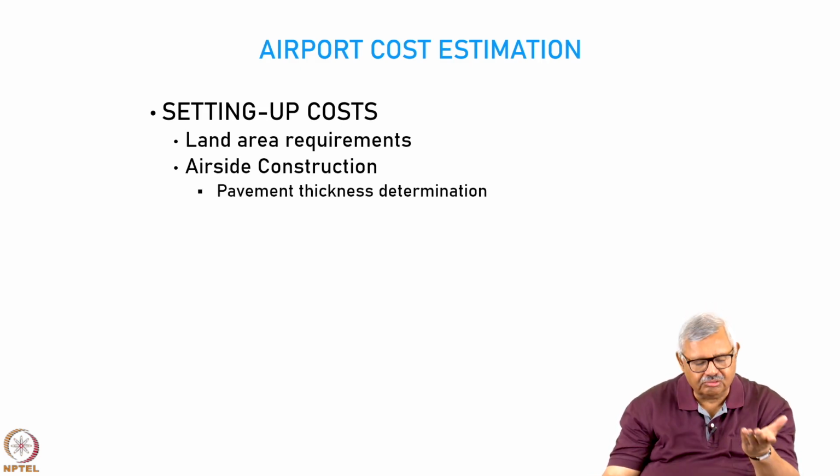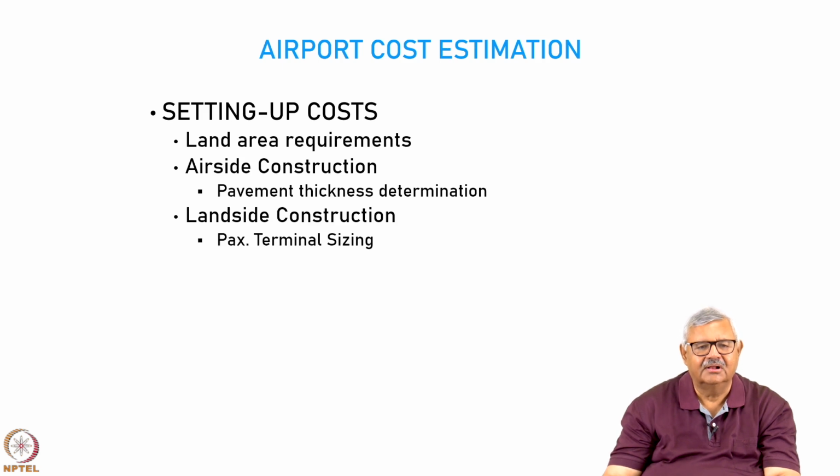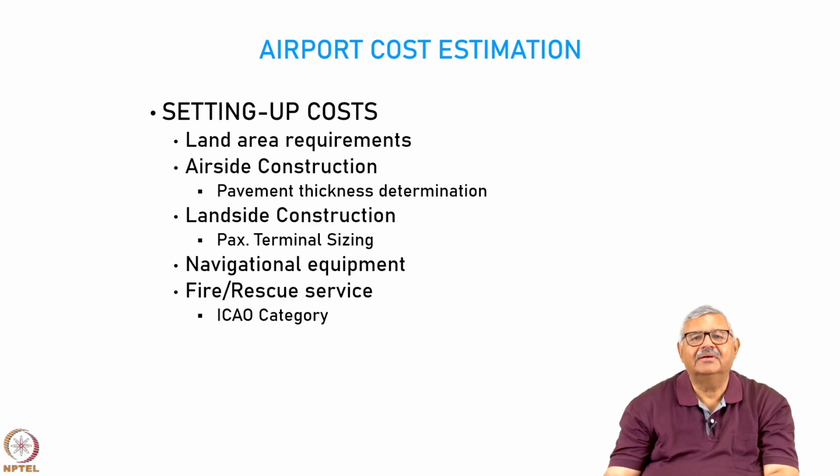Then we are going to construct the pavement. So we can find the thickness of the pavement based on the weight of the aircraft and the tire configuration. Then you can also construct the building on the land side, the passenger terminal building, nav equipment as I know, plus there are some fire and rescue services provided based on the ICAO category.